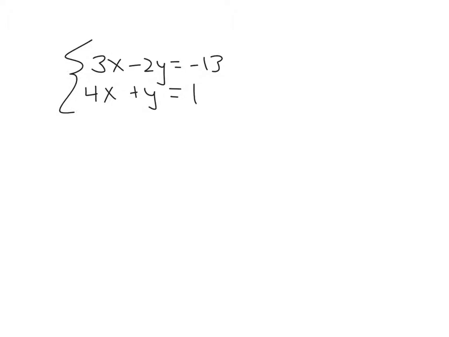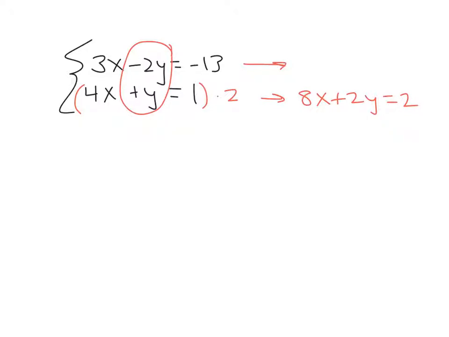So this is a good candidate for elimination because I see that this y and this y, this negative 2y and y, they're almost able to be the same term with opposite signs. All I need to do is be able to multiply this equation by 2. So if I multiply this equation by 2, I'm going to get 8x plus 2y equals 2. And then I can pull this equation over as well, which says 3x minus 2y equals negative 13.